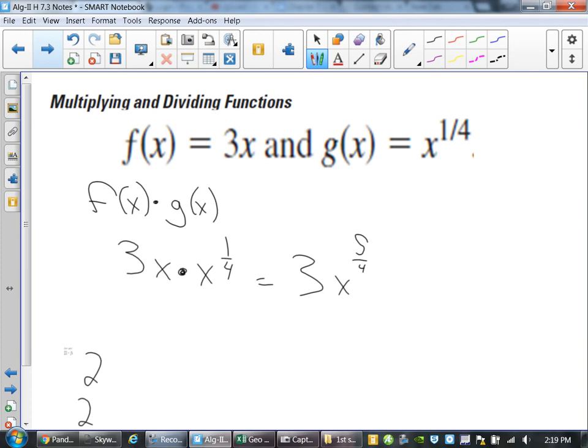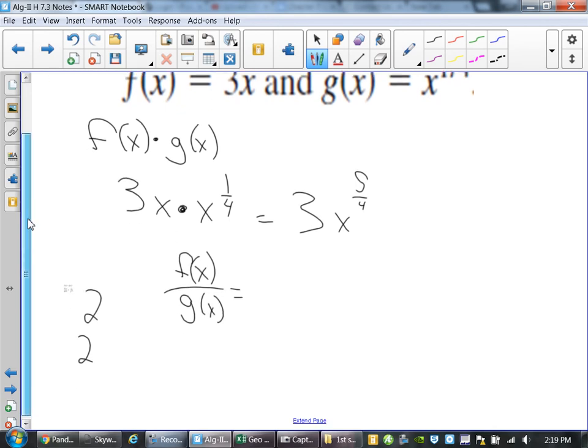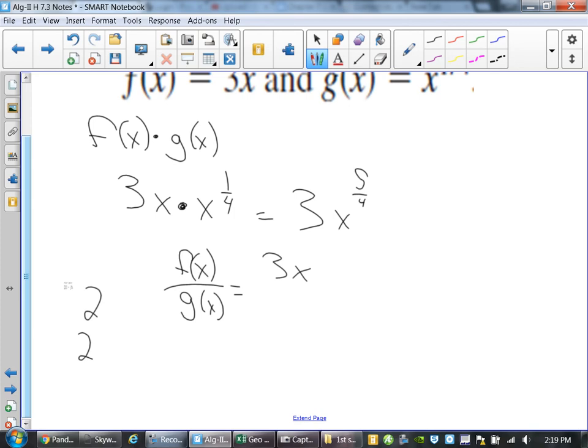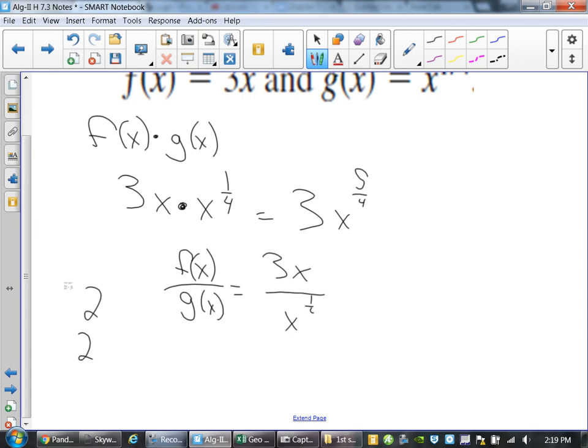All right. Now, if I go with the division, f of x divided by g of x, well, we had 3x divided by x to the 1/4. You do the exact same thing. What's 3 divided by 1? 3. Very good.